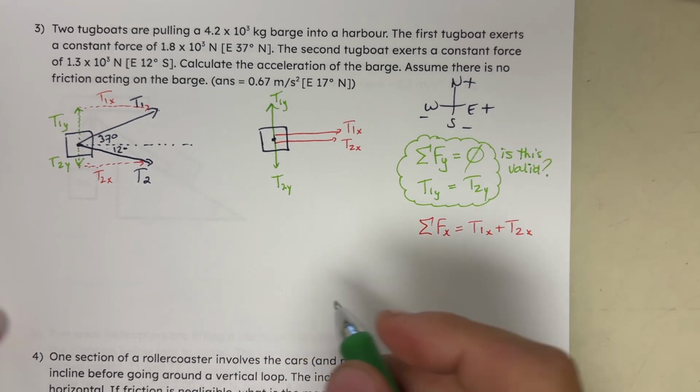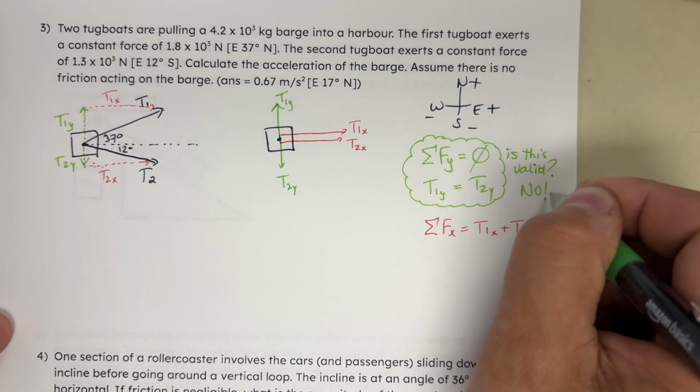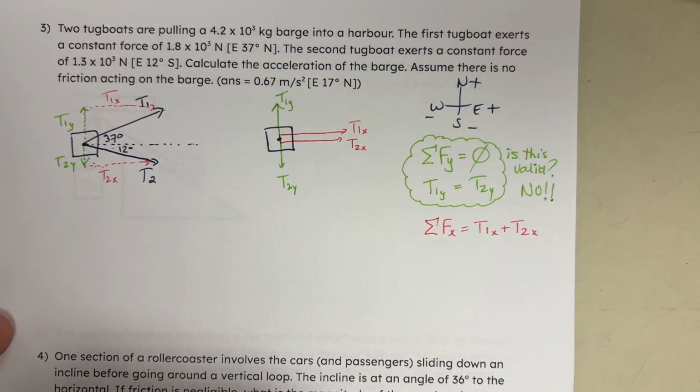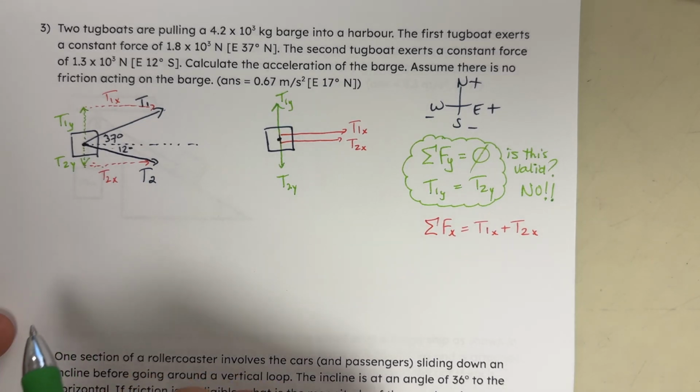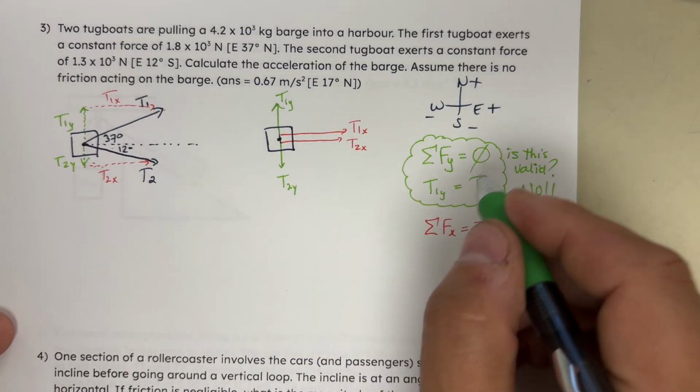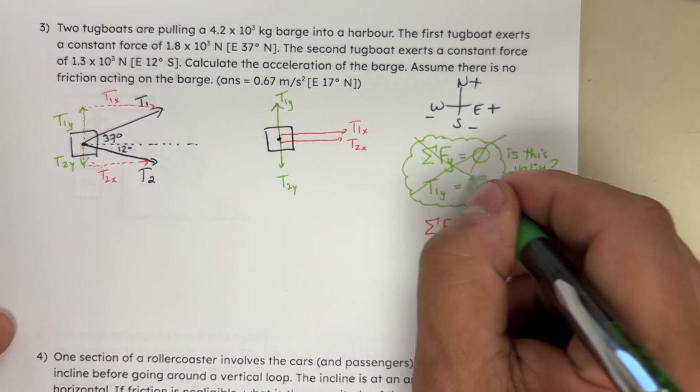Okay, and really the answer is no. We can't assume that they're traveling perfectly in a straight line because it doesn't say anything like that. So it's probably going to be traveling on a bit of an angle based on these tugboats. So we can't really do this.